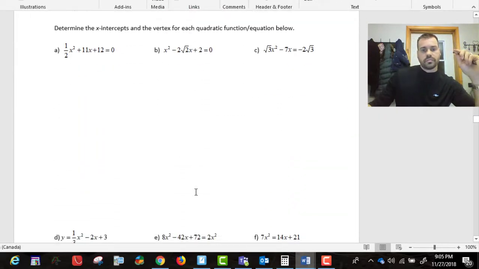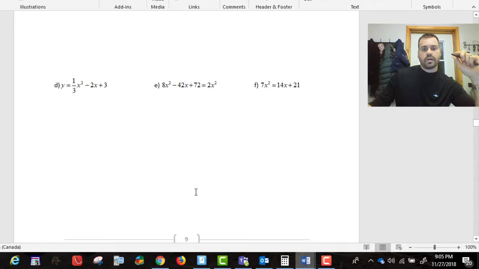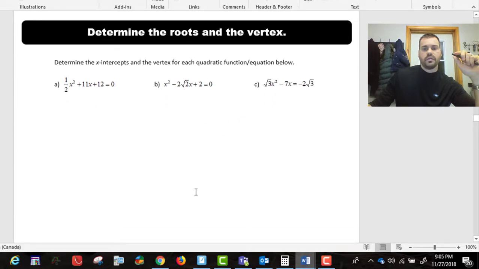The next thing is to determine the roots and the vertex, and then I think, yes, partial factoring after that. So let's stop it there.